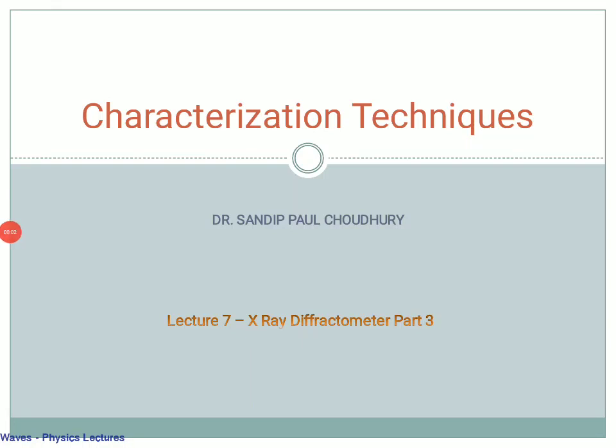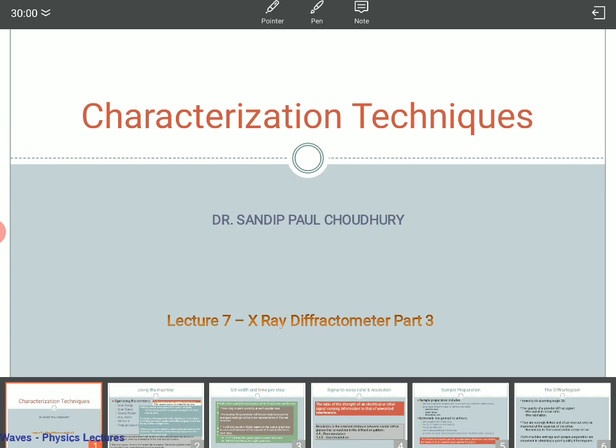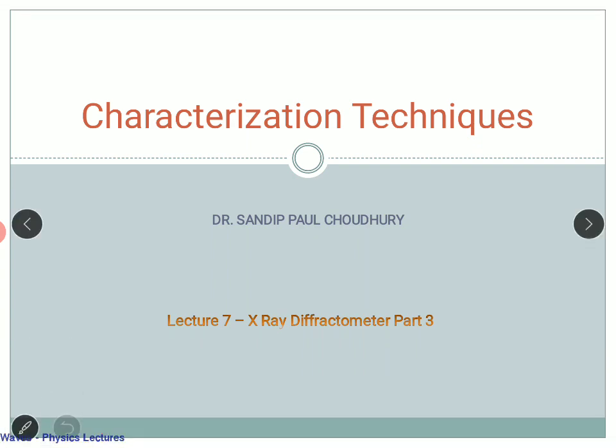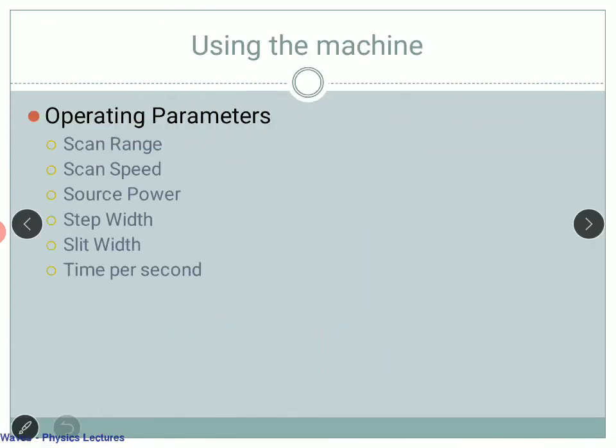So I start with lecture 7, and this is the last part of the topic of X-ray diffractometer. Here we are going to check what the different parameters are that need to be controlled, or the different inputs that need to be put in when we are actually using an X-ray diffractometer machine. To begin with, we have to understand the parameters, and before we understand them, let's just list them down.